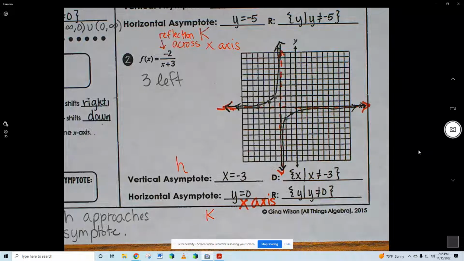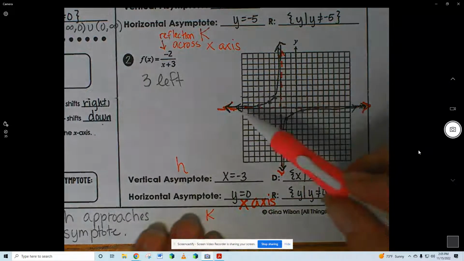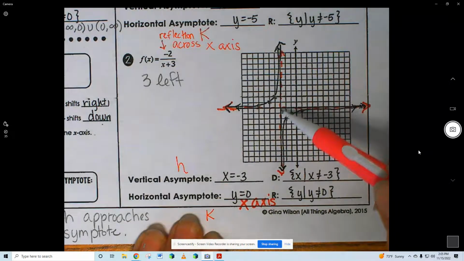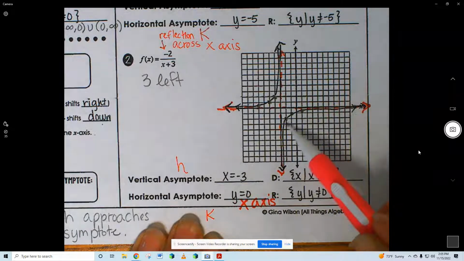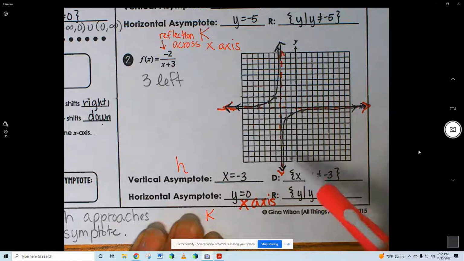Because as you can see, I've got this quadrant 2 graph. I should be over here. I've got this quadrant 2 graph that really gets close to -3, but it doesn't cross it. And then I've got this quadrant 4 graph down here that gets really close to -3, but it doesn't cross over.